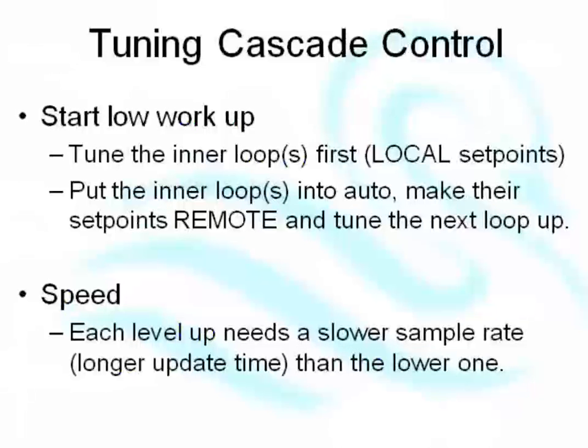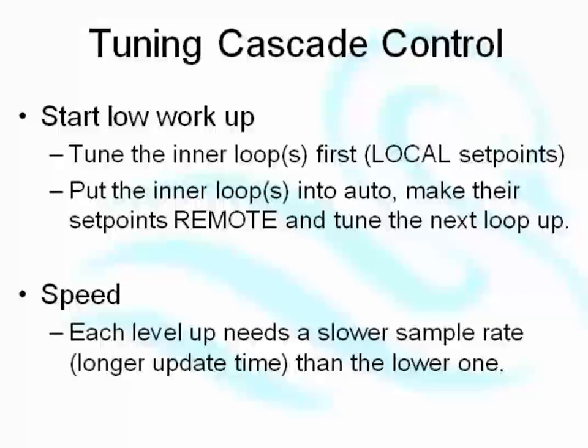When we're tuning cascade control, we start in and we work out. So you tune the inner loop first, just like you would a normal loop. You put the loop on local, probably put it into manual, do an open loop tuning exercise on it, and then once you've got some good values, you bring it into auto, and that inner loop is done. Then you put that loop on remote, and you go to the next outer loop and tune that one, doing open loop tuning, and you tune each loop as you would normally.